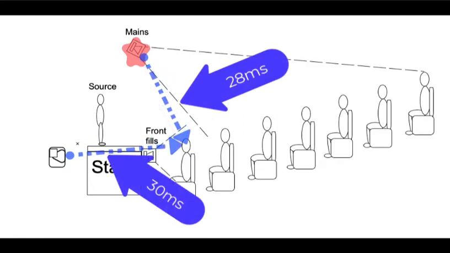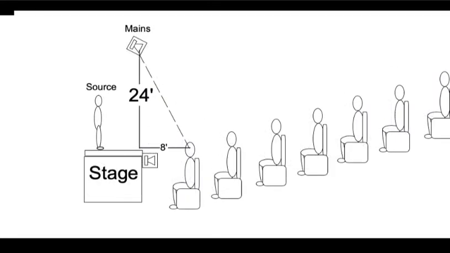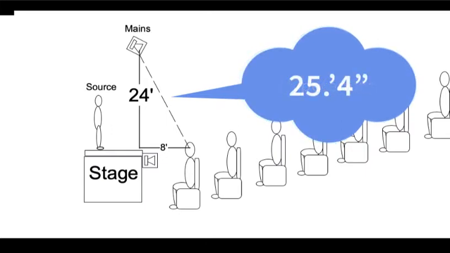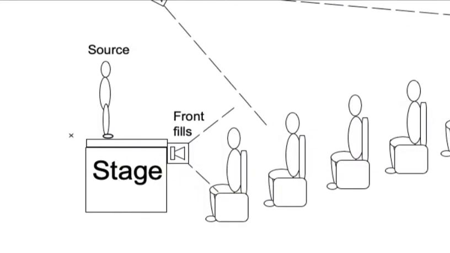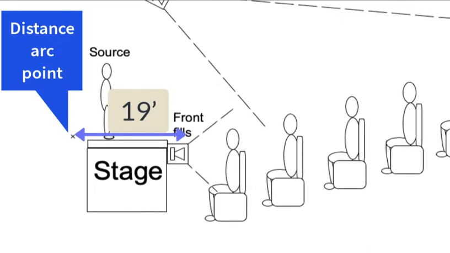So we already did our distance measurements to the mains, and we find a good starting point. How do we do that? We use some Pythagorean theorem, and we're going to figure out what that distance is. We're going to subtract the distance to our fill speaker, and in this case, let's say it's 6 feet away. That gets you a total gap of about 19 feet. It's a good place to start when adding our delay.